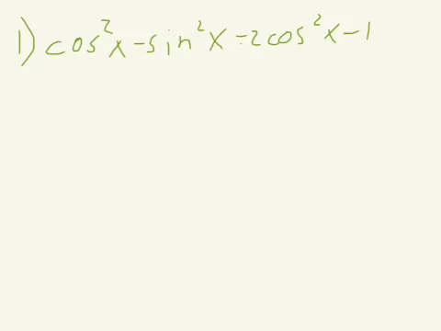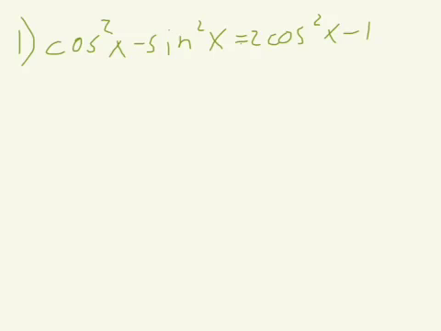The first one, I'm going to call it example 1, is cosine squared x minus sine squared x equals 2 cosine squared x minus 1. Okay, I didn't really say this, but the instructions on all of these in 5.2 are going to just say verify. These are probably my favorite. This is probably my favorite section of the year.